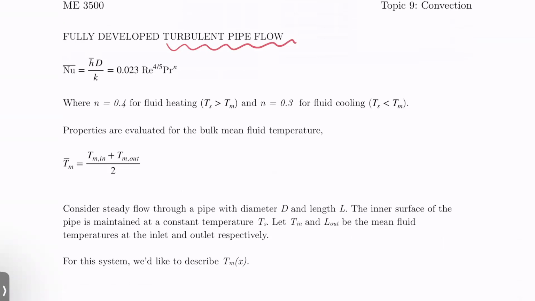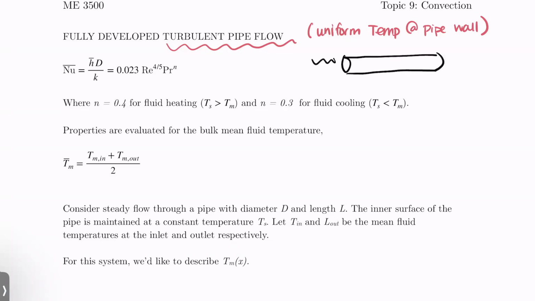All right. And this first one is with a uniform temp at pipe wall. So this is our isothermal pipe. So in this circumstance, we have our pipe here, and then this is how I'm going to draw turbulent, I guess. All right, and then this wall is uniform and fixed. Constant temperature TS. We're going to solve this expression for h bar.